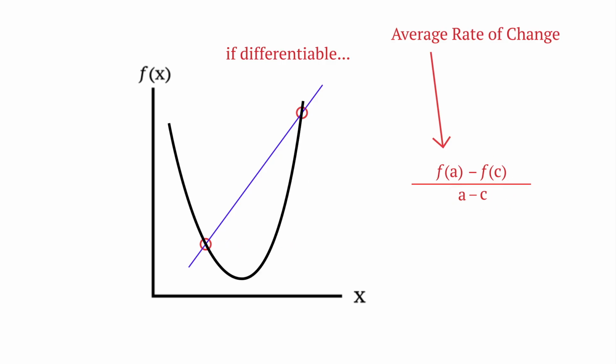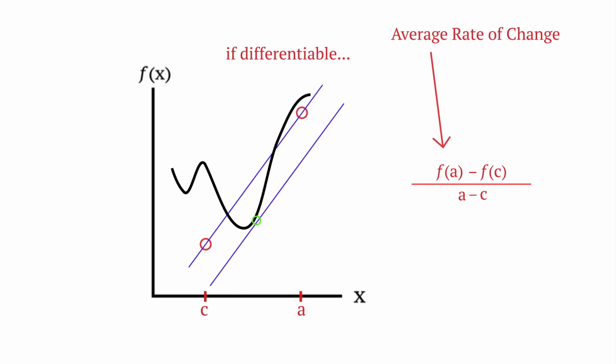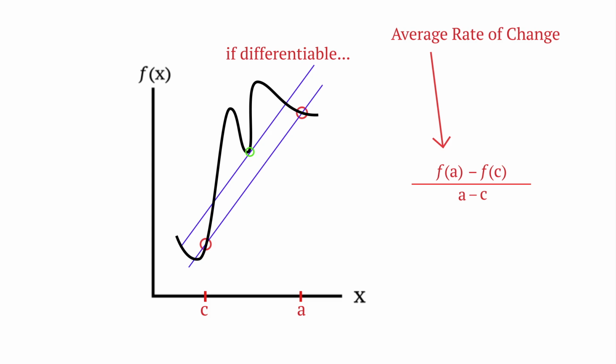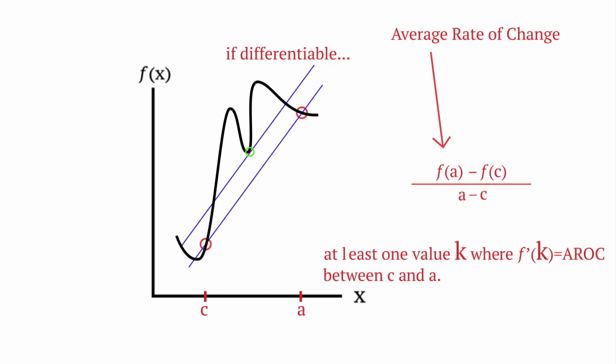MVT states that between the x values of these points, there's at least one point that has the same slope as the line connecting these points. This only applies if the function is continuous on the closed interval c to a and differentiable on the open interval c to a. This works for any type of graph that satisfies those conditions and can be true at multiple points, as MVT guarantees at least one x value k where the slope at that point is equal to the average rate of change of that interval.